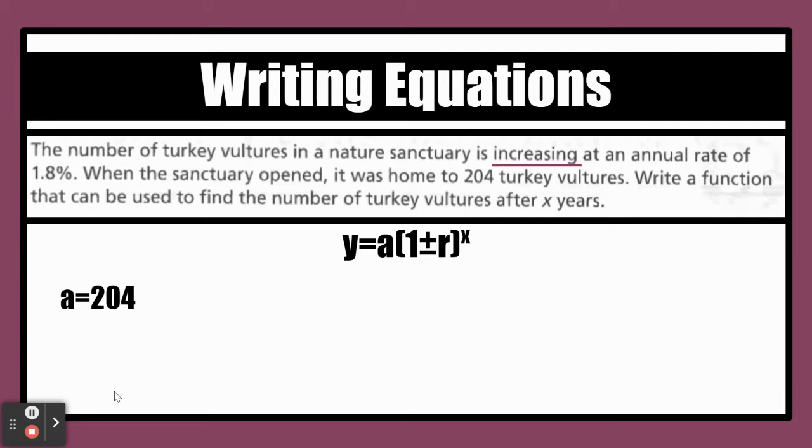Next, I need to determine the rate, which is 1.8%, but I need to convert that to a decimal, and that is 0.018. Now it's time to plug in my two variables into my growth equation. So after plugging in my variables, my equation is now y is equal to 204. Inside my parentheses, I have 1 plus 0.018. Close out my parentheses, raised to the x power.